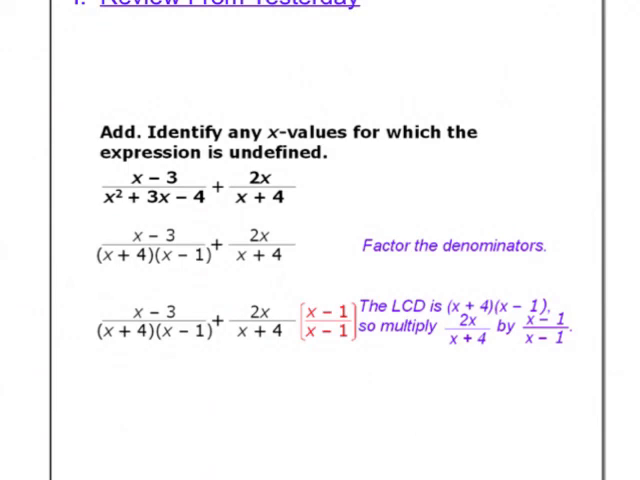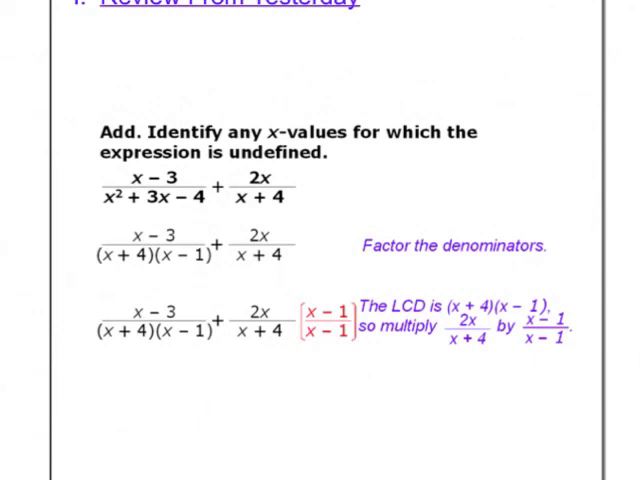You should have looked at the denominators and seen if they factored. Well, yes, this does factor into x plus 4, x minus 1. This does not factor. Now you have to find a common denominator. So you saw x plus 4 here, x minus 1, you don't see an x minus 1 here. So that tells you you're going to multiply the top and the bottom right here by x minus 1.